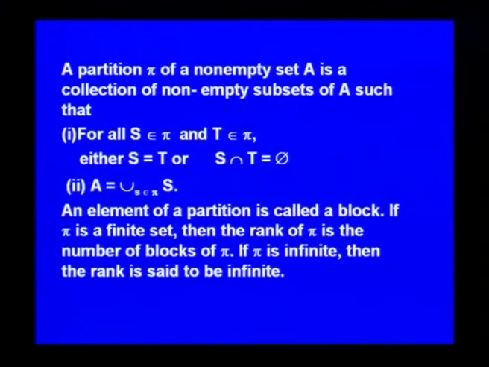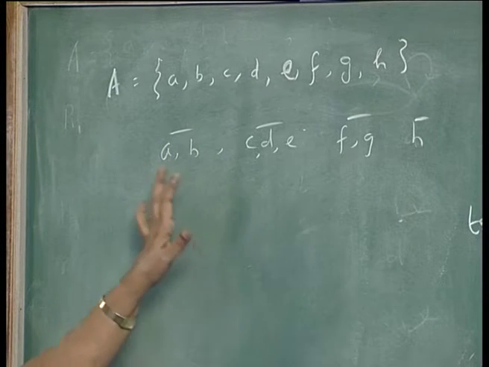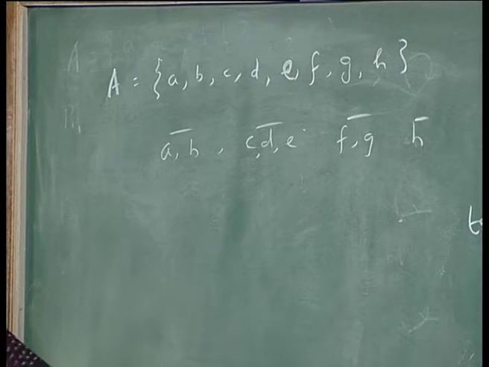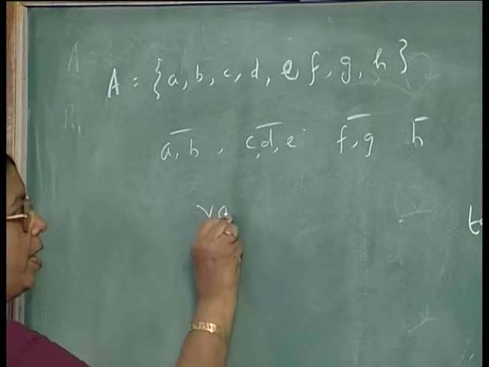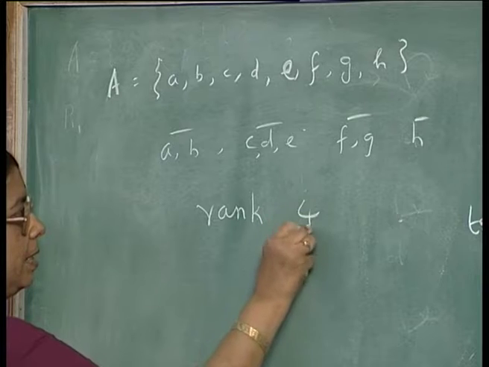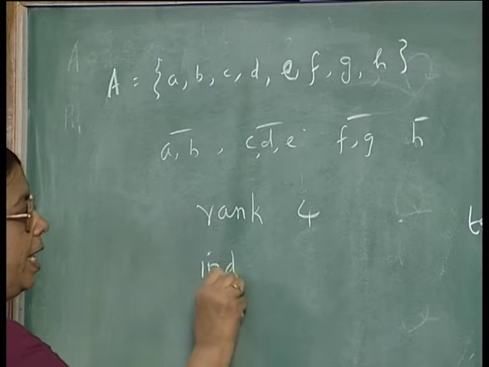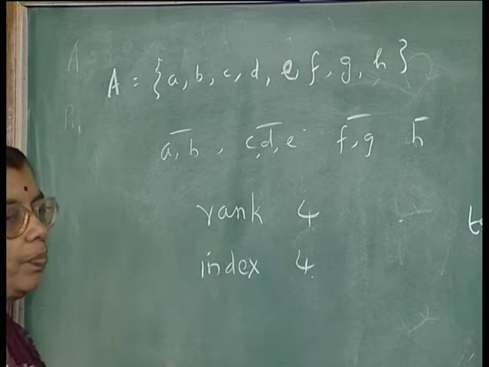An element of a partition is called a block. If pi is a finite set, then the rank of pi is the number of blocks of pi. For example, the rank of this is the number of blocks: 1, 2, 3, 4. There are 4 blocks. So, the rank is 4, or the index is 4. You can use the word index also for this.